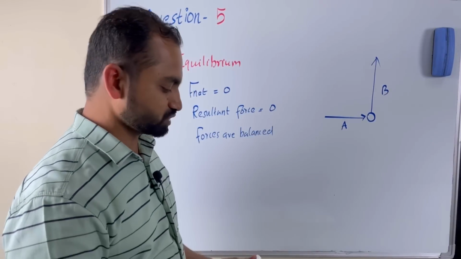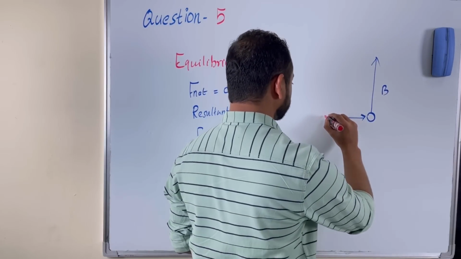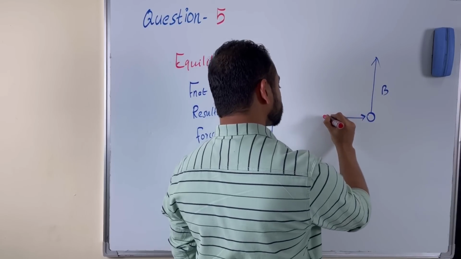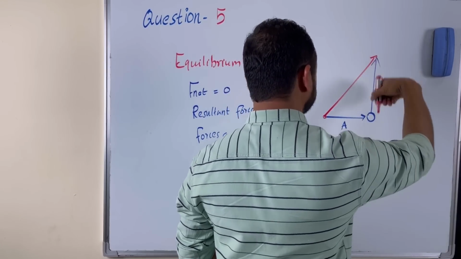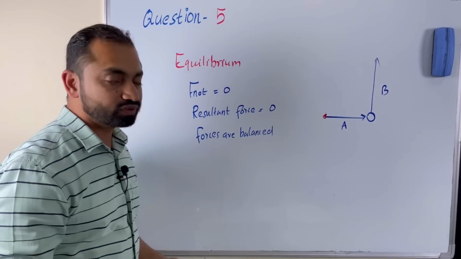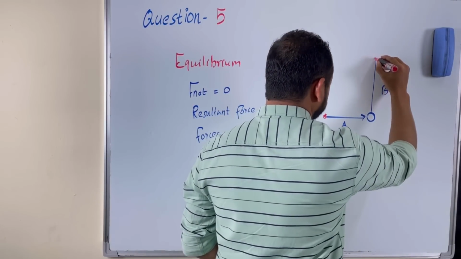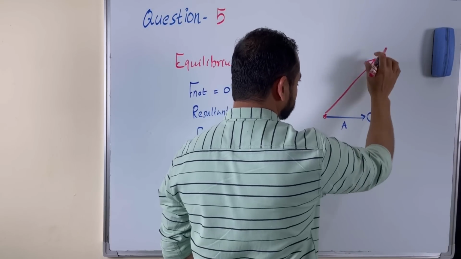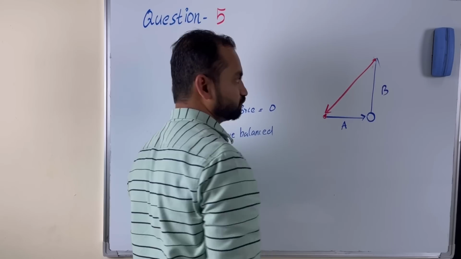So what is the resultant? The resultant will be always from the starting to the end, right? The resultant will be from the tail of the first vector to the head of the second. So this is the resultant vector. So if I apply another force along this direction like this, so you can say this is the resultant, right, starting to the end, but opposite to the resultant we are applying a force.